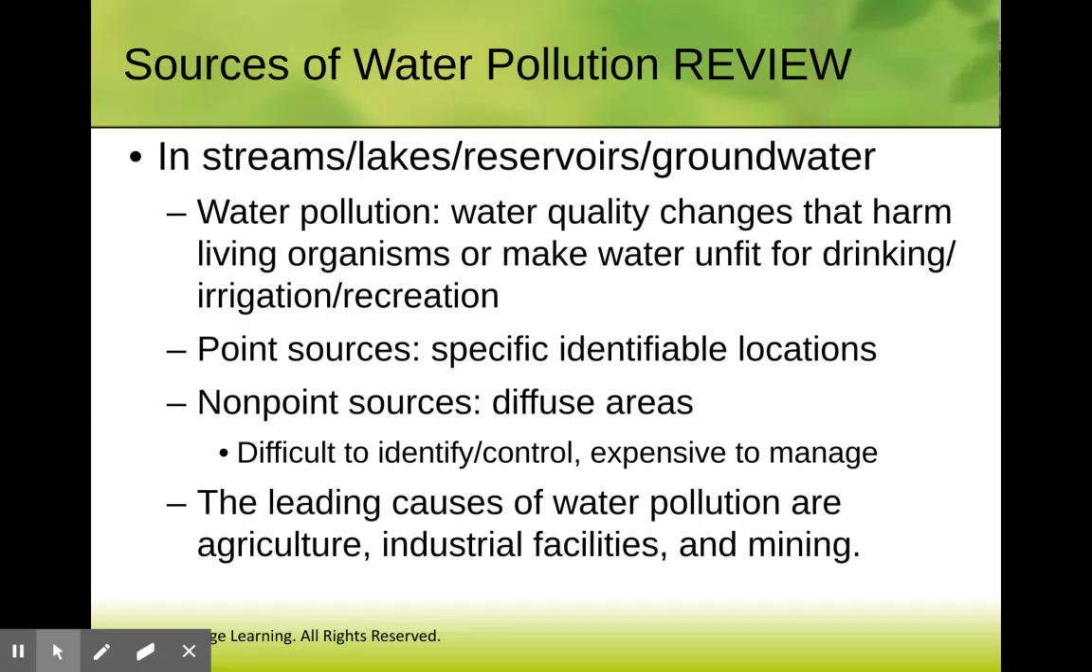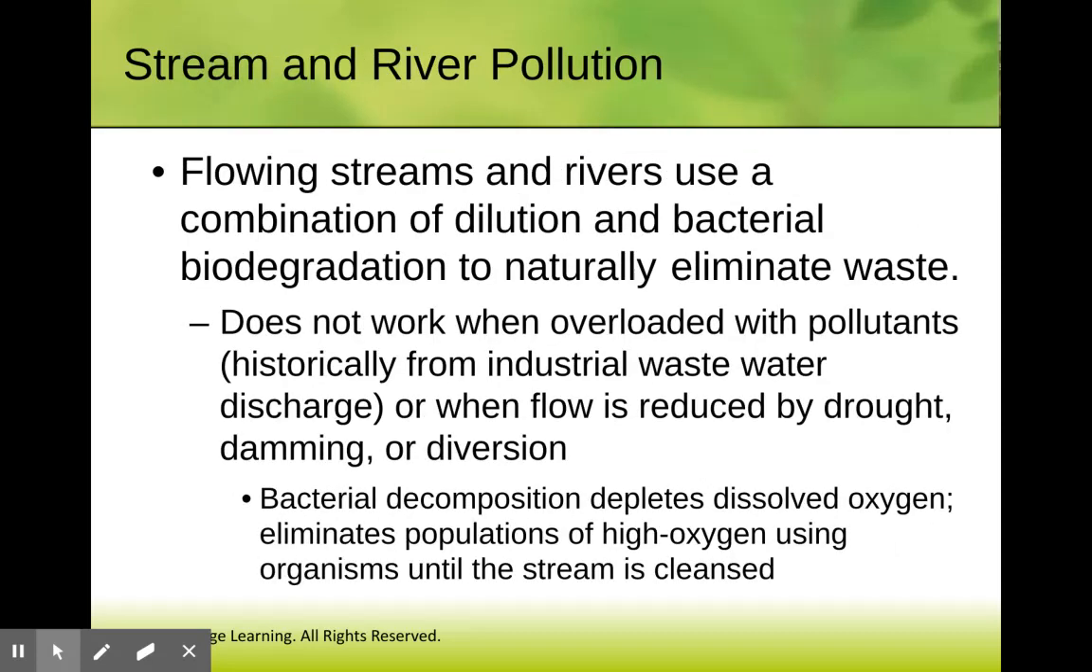And then the leading causes of water pollution are agriculture, again with runoff with fertilizer, industrial facilities, and mining. Again, unneeded minerals or substances going into the water. Stream and river pollution. Flowing streams and rivers use a combination of dilution and bacterial biodegradation to naturally eliminate waste. So again, there are natural factors that cause different pollution to go away.